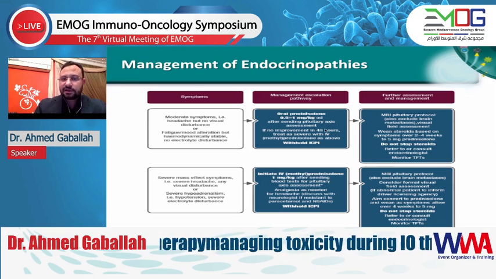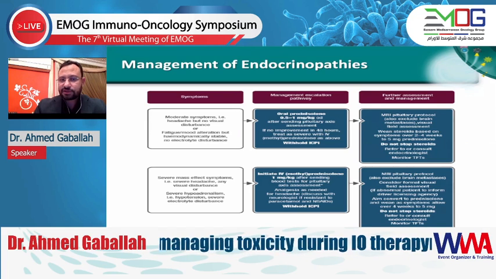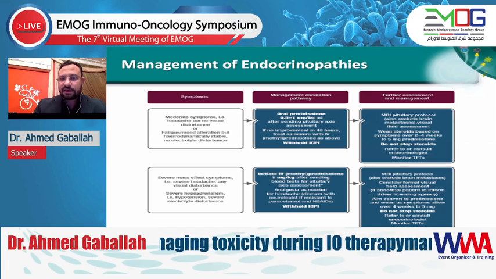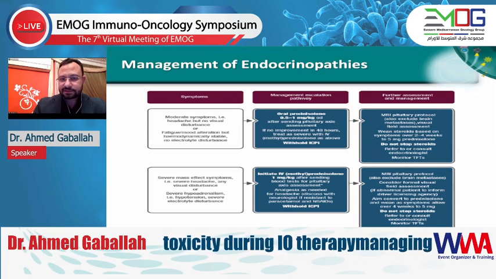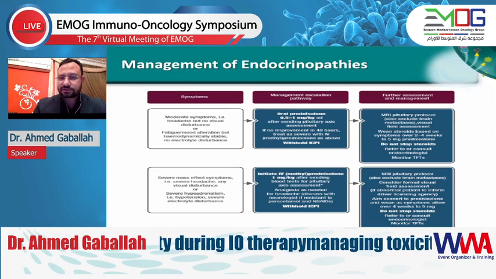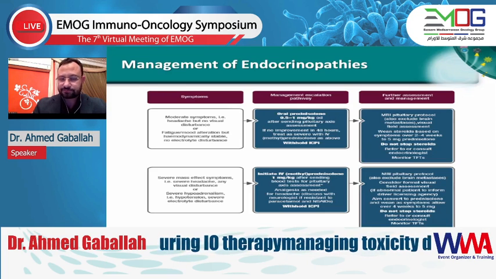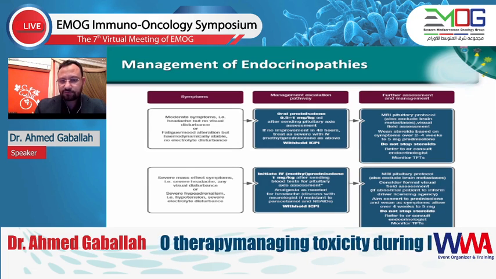And we may consider giving the patient oral prednisolone at a dose of 0.5 to 1 milligram per kg. But this should be started after sending the lab, not to alter the lab results. And if the patient is not improving within 2 days, we should consider to start IV methylprednisolone. And we should stop the treatment with immunotherapy.